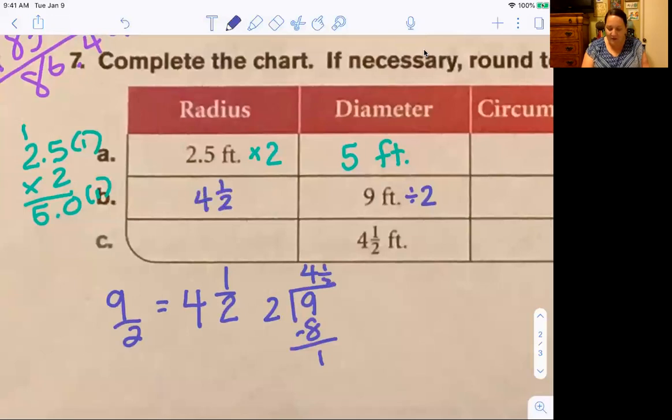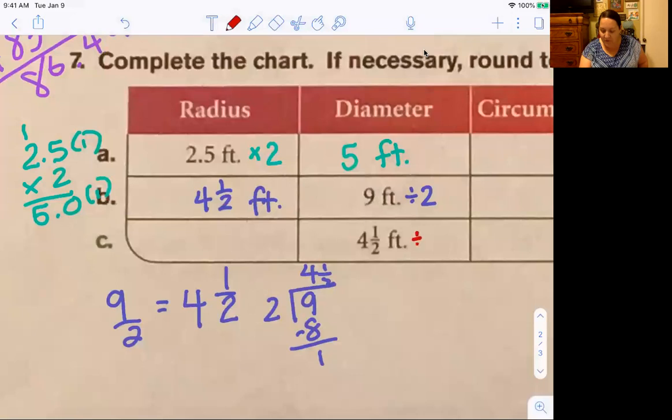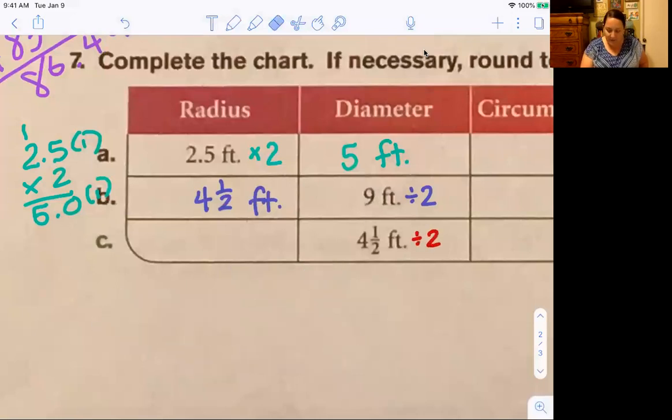Okay. Could I say 4.5? Of course, we could say 4.5. How about letter C? 4.5 feet. And how do I find a radius? Divide by 2. Now I have 4.5 feet divided by 2. I'm going to erase this real quick. So I'm going to take my 4.5 and I'm going to divide by 2.